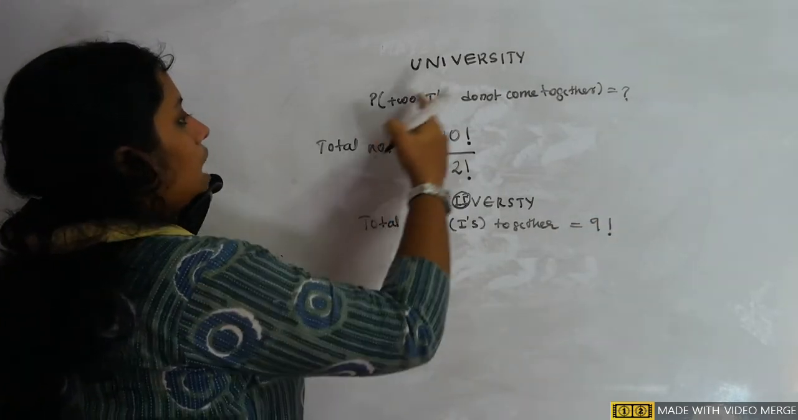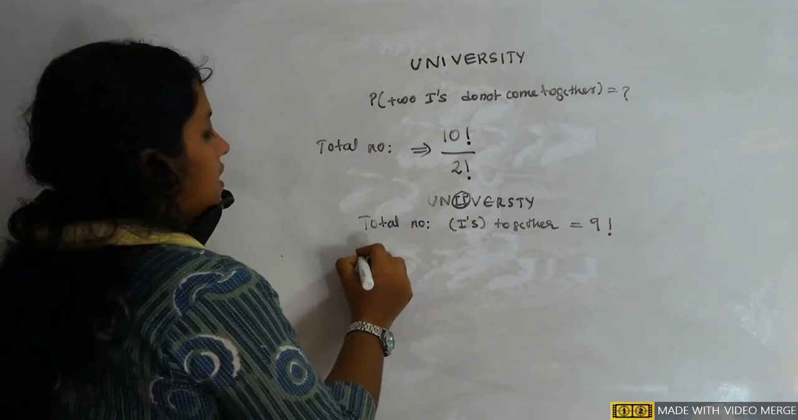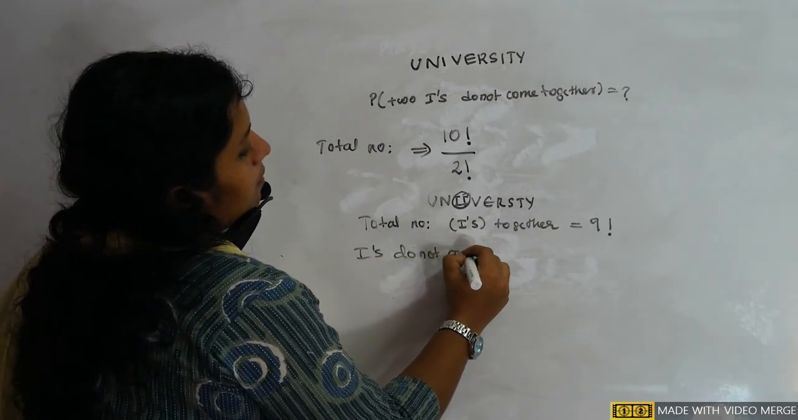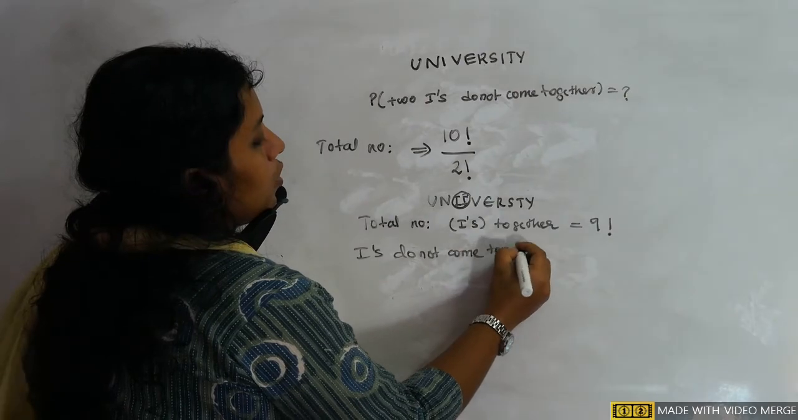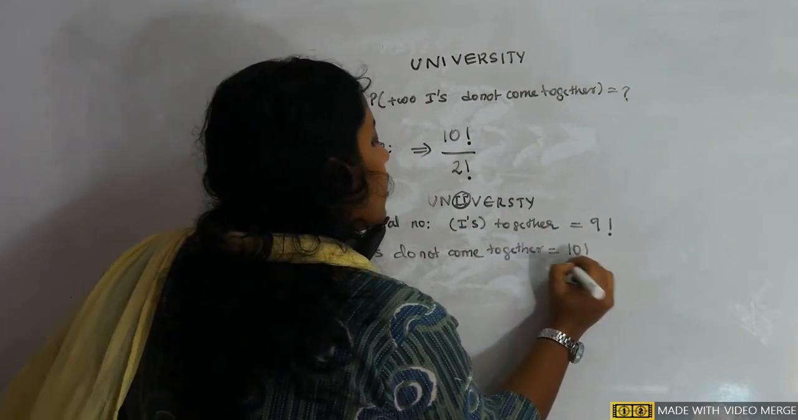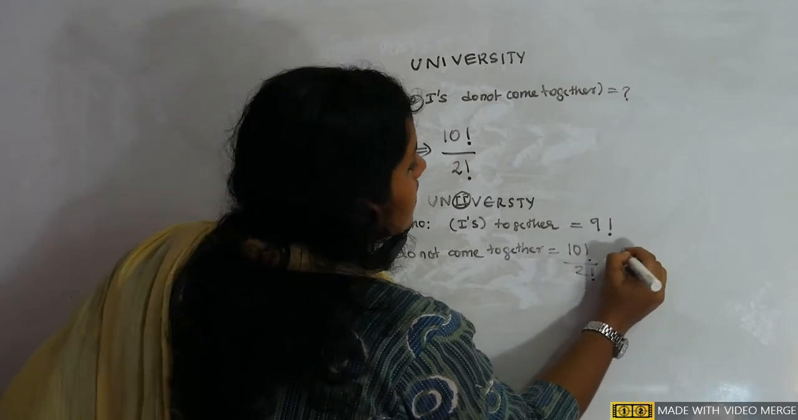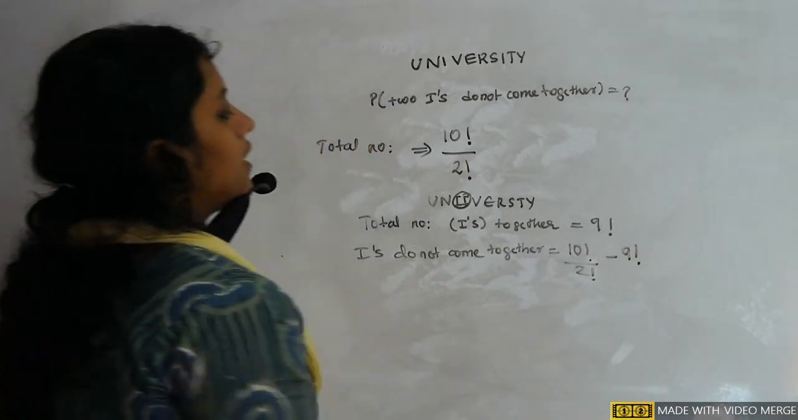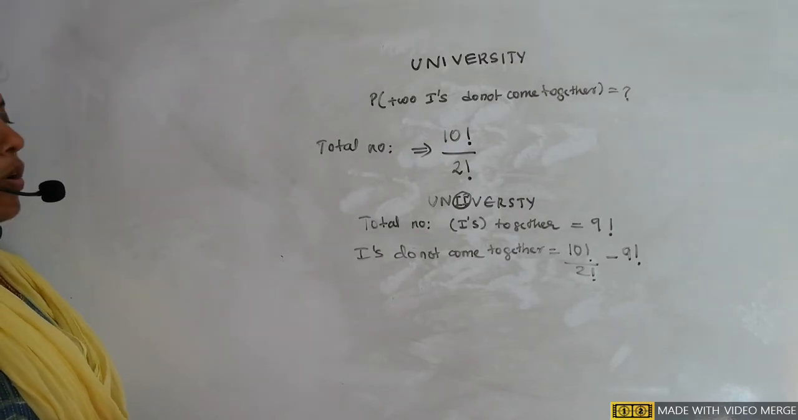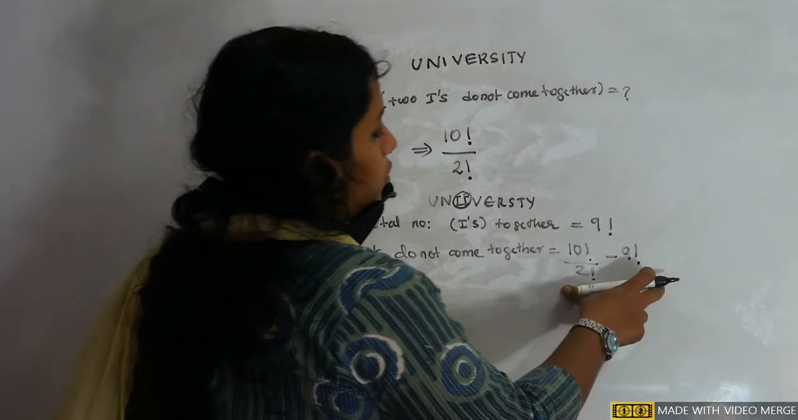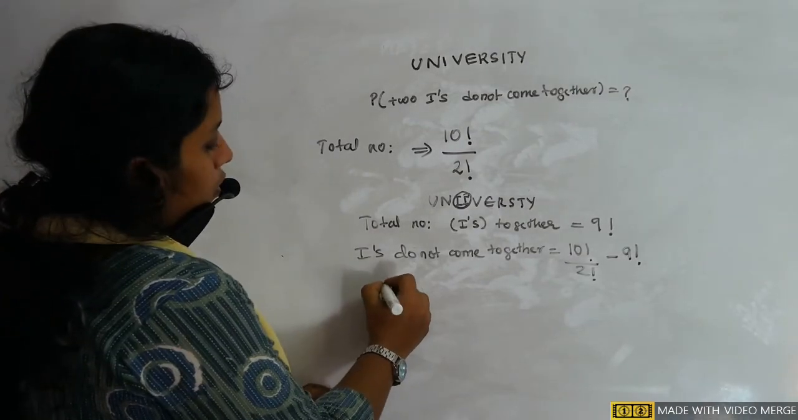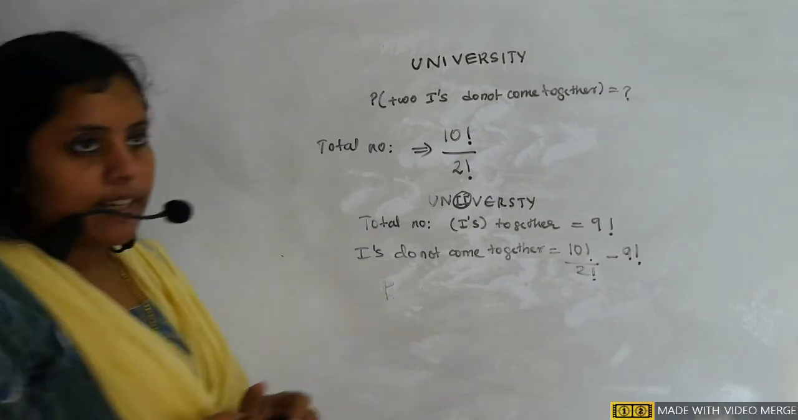So the I's do not come together. Not coming together means that will be 10 factorial by 2 factorial minus 9 factorial. Okay, so this is the number of ways in which the I's do not come together. So what is the equation for probability?